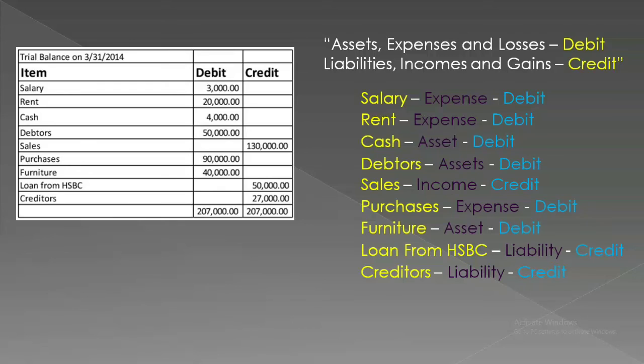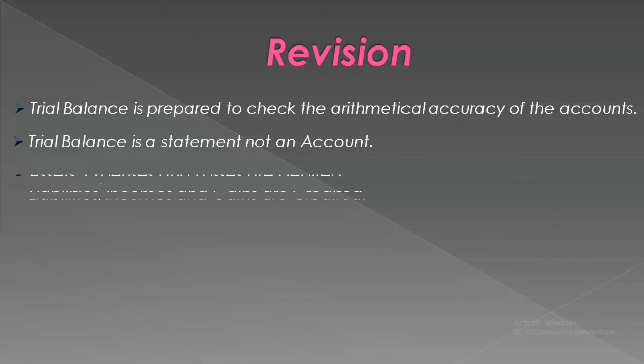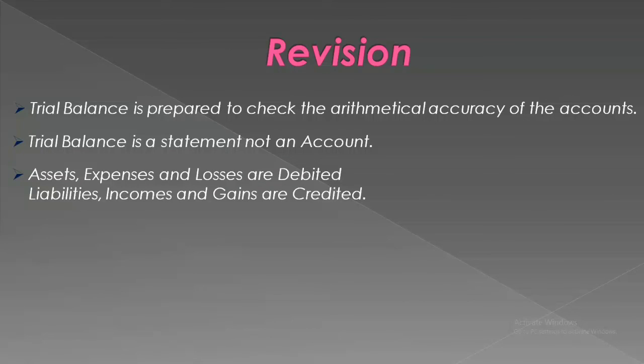Okay, now let's revise what we have studied till now. First, a trial balance is prepared to check the arithmetical accuracy of the accounts, that is, to know whether we have prepared all accounts correctly or not. Second, a trial balance is a statement, not an account. Third, assets, expenses and losses are debited and liabilities, incomes and gains are credited in the trial balance. Fourth, the total of the trial balance must be equal.